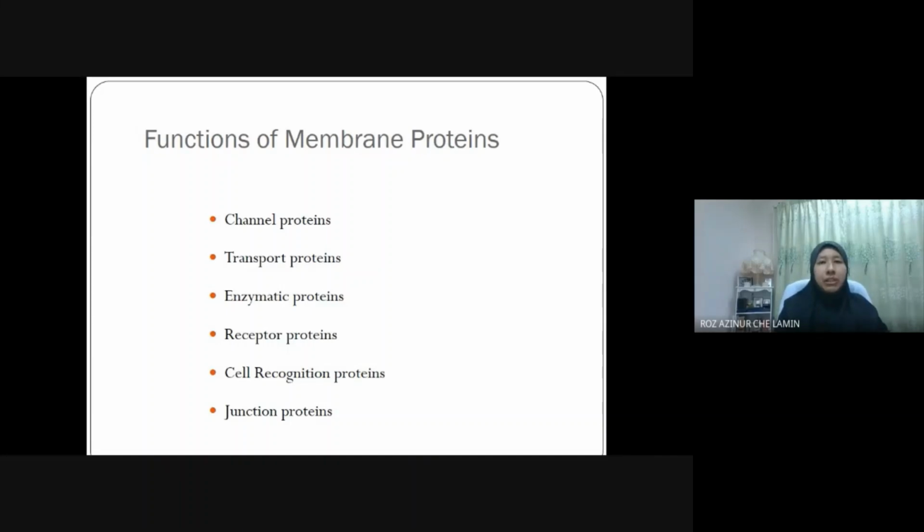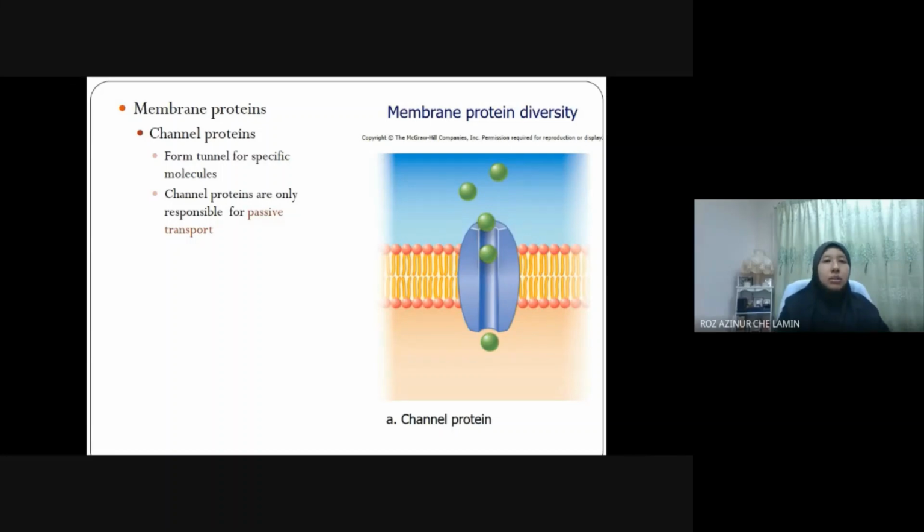Next, we move to the function of the membrane protein. There are a few types of membrane protein. There are channel proteins, transport protein, enzymatic protein, receptor protein, cell recognition protein, and also junction protein. The first type of membrane protein is the channel protein.